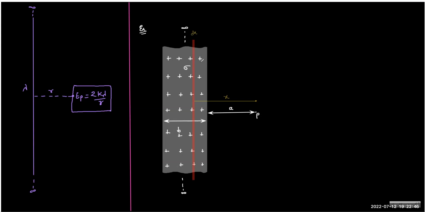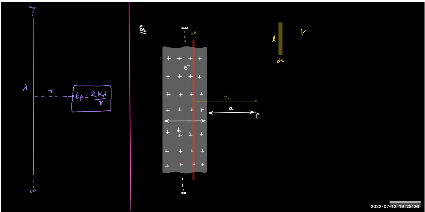But lambda is not given, rather sigma is given. So how can we correlate lambda with sigma? We are looking for lambda, but what is given is sigma. So to find the sigma and lambda relation, say the thickness is dx, and the length you can take as any value, let's call it L.